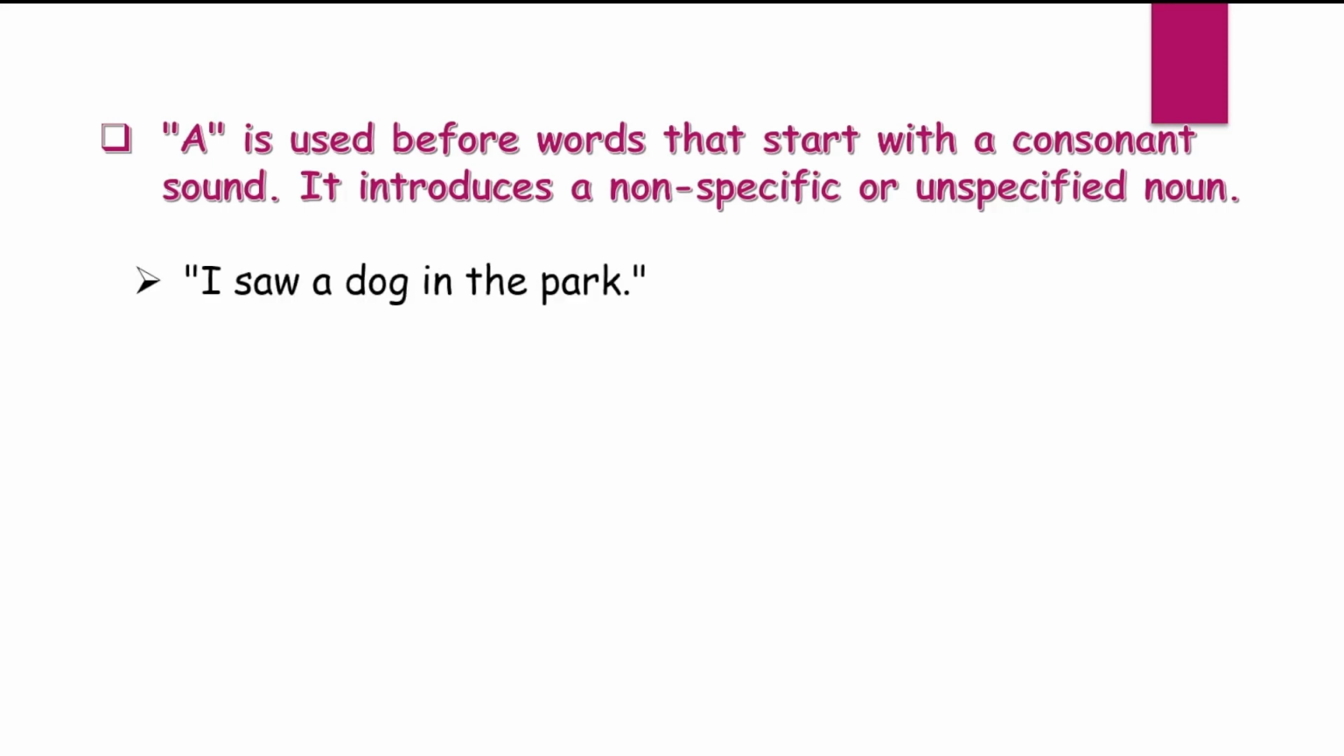For instance, I saw a dog in the park. Here, a is used to introduce any dog, not a specific one. I saw a car in the parking lot. Here, a introduces any car, not a specific one.